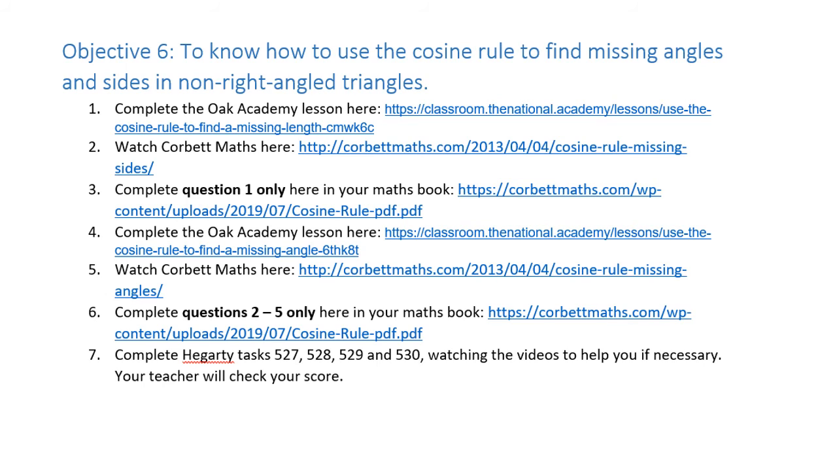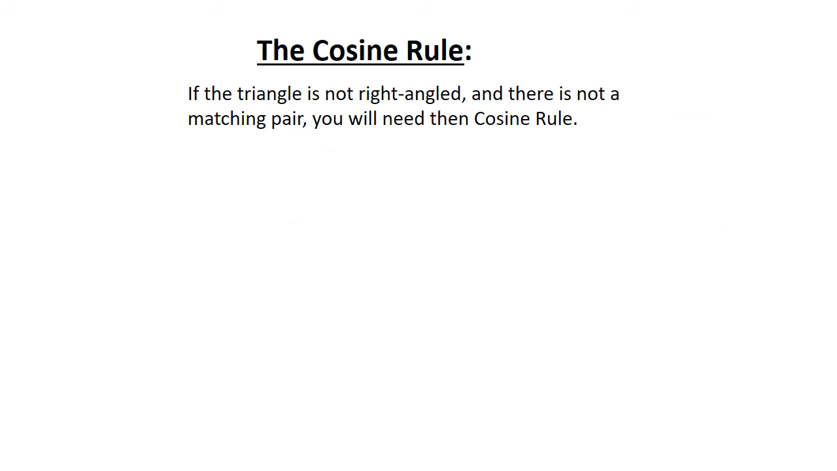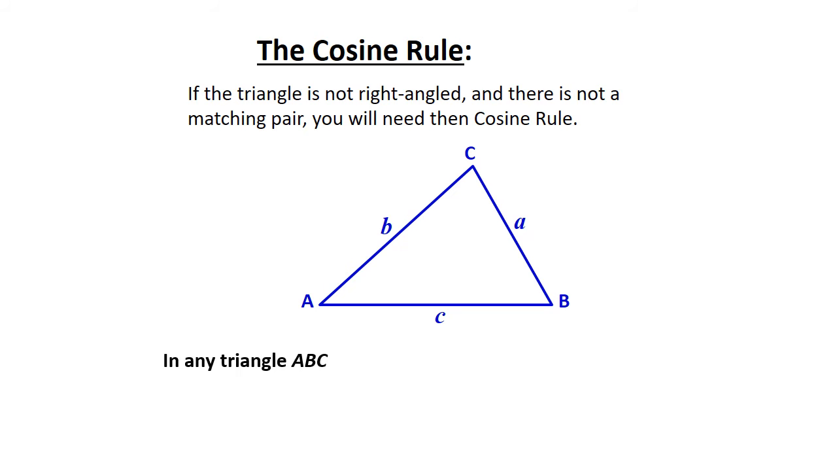Next one is the cosine rule to find missing angles. Again, loads of videos, loads of tasks to do, and make sure you work yourself through them. Here's a quick overview of it. If the triangle is not right angled and there is not a matching pair, then you'll need the cosine rule. So here is the cosine rule.